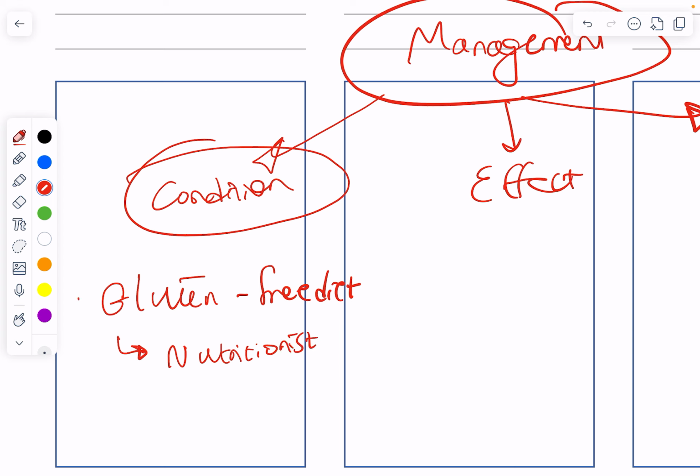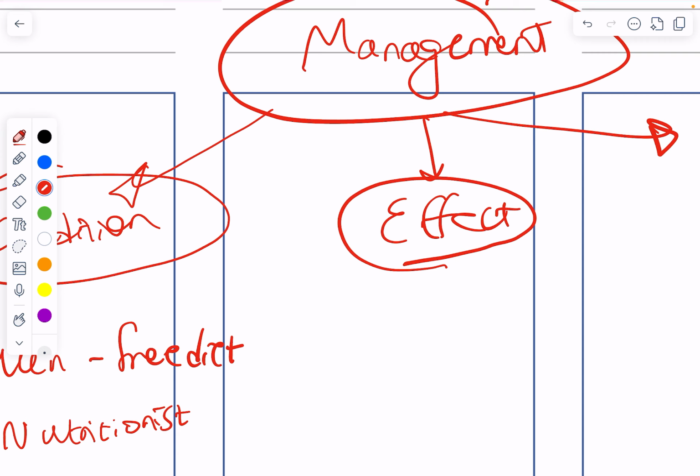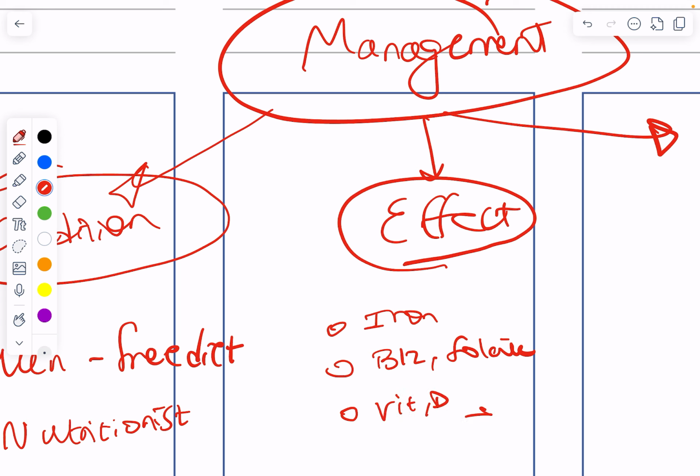Now, what else? You're gonna manage the effect of that condition. Because celiac has affected her by this malabsorption, maybe has caused iron deficiency anemia, so you might want to give her iron, right? Maybe it has caused her B12 and folate deficiency, so you're gonna do supplementation for that. Maybe it has caused her to be maybe osteoporotic, right? Because of vitamin D deficiency, so you might want to give her vitamin D and check if she really got osteoporosis with a DEXA scan, etc.